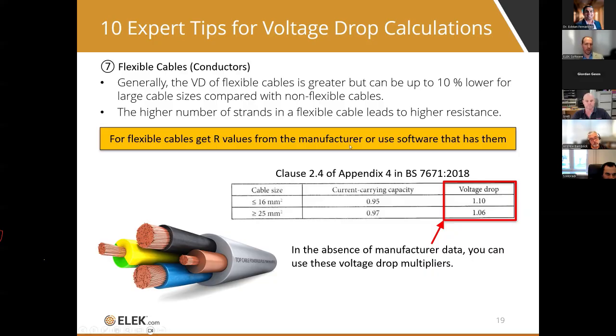So you need to be wary of those. They're easier to deal with, but because of the higher number of strands, the voltage drop will usually be higher.